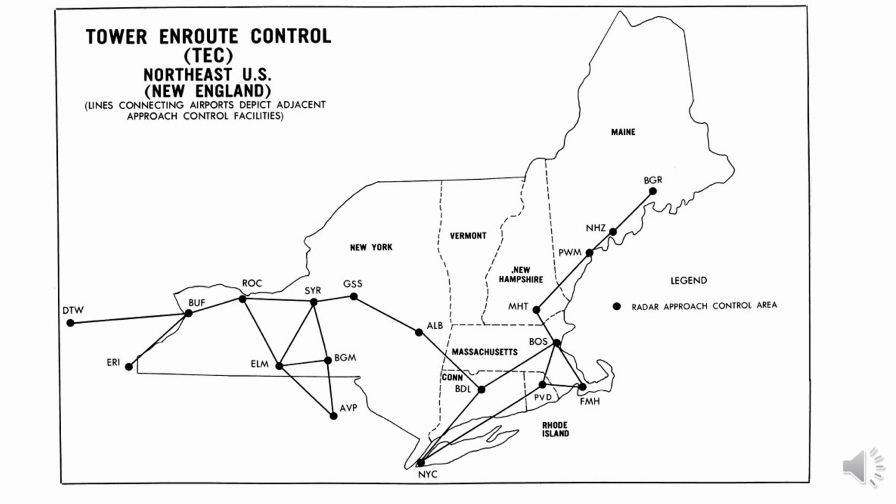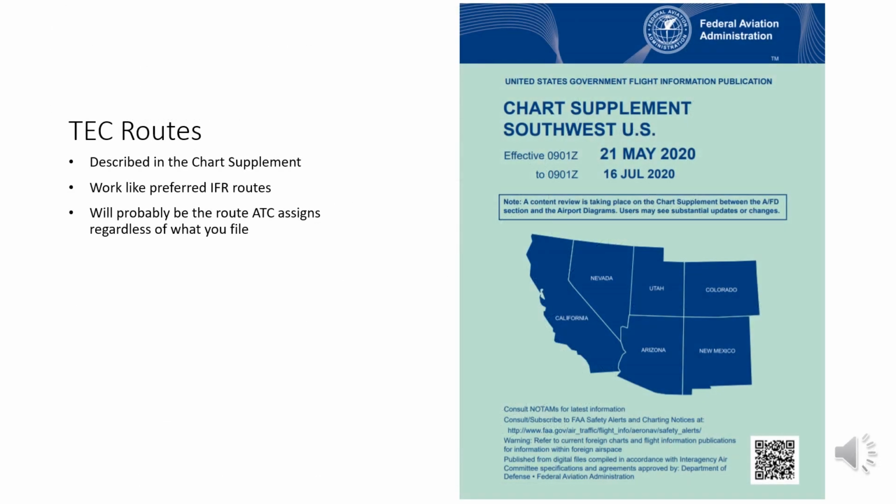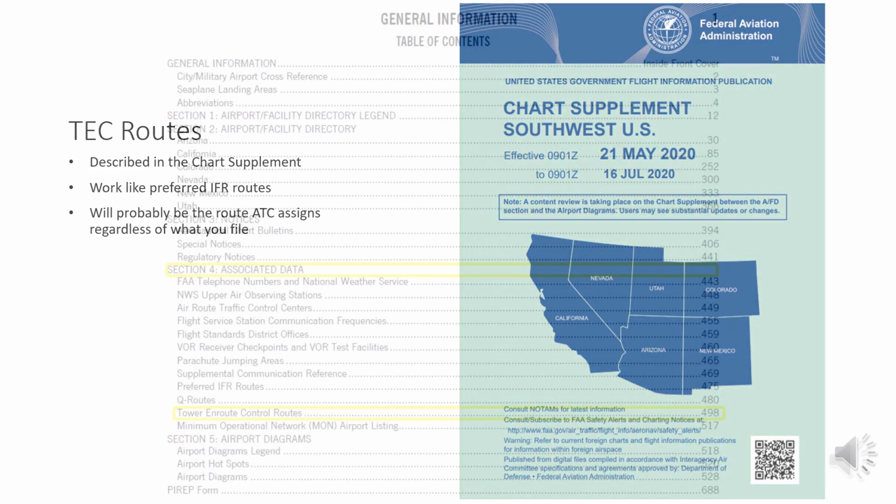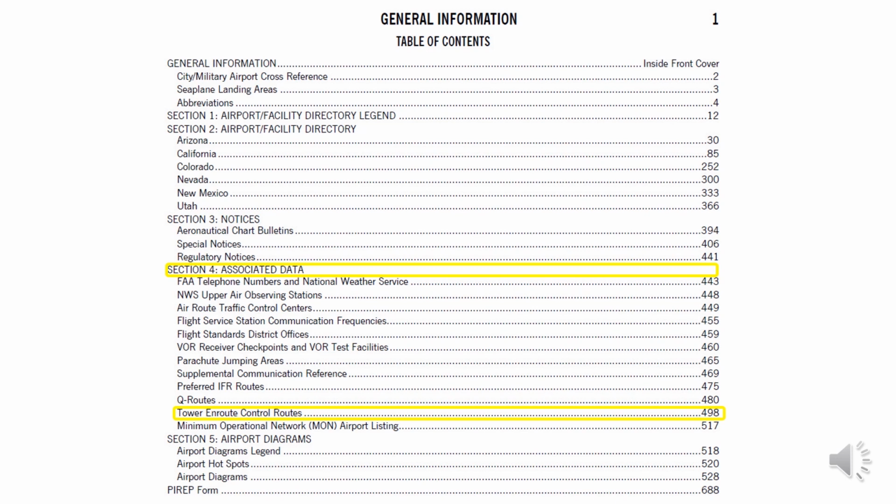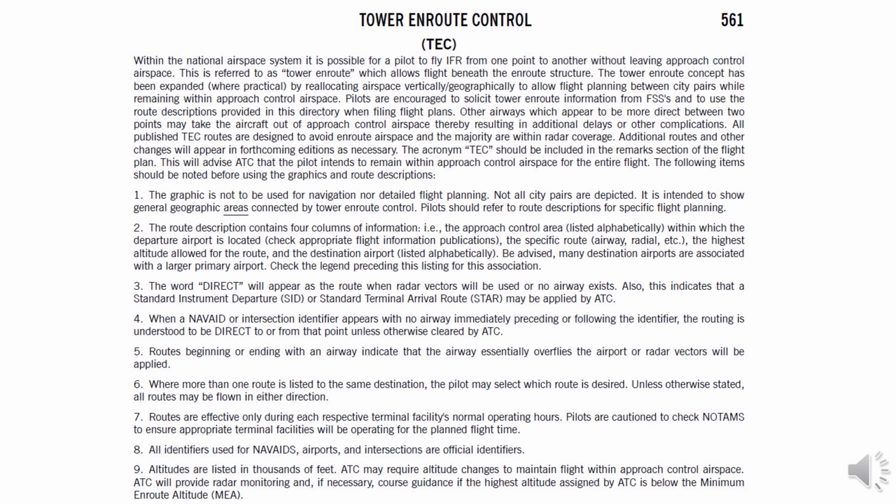TEC routes are also designated for airspace in the Northeast and New England. Details about TEC routes are described in the chart supplement. TEC routes appear in Section 4, Associated Data of the chart supplement, the same section as preferred IFR routes and Q routes for high-altitude RNAV traffic. The basic description of TEC routes and the details associated with their use appear in the Introduction to the TEC section in the chart supplement.